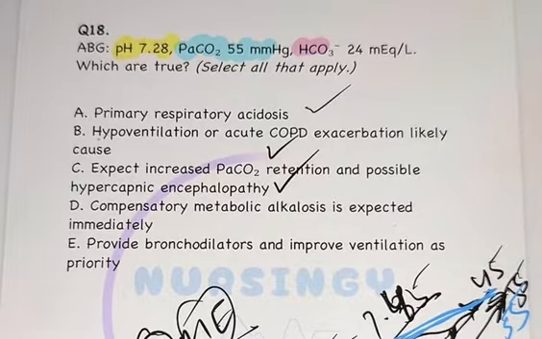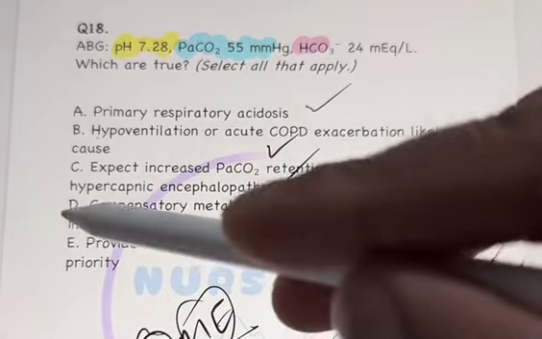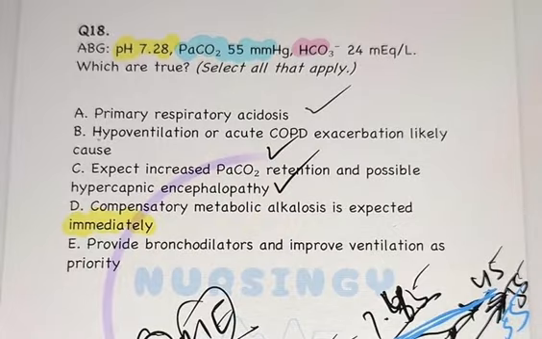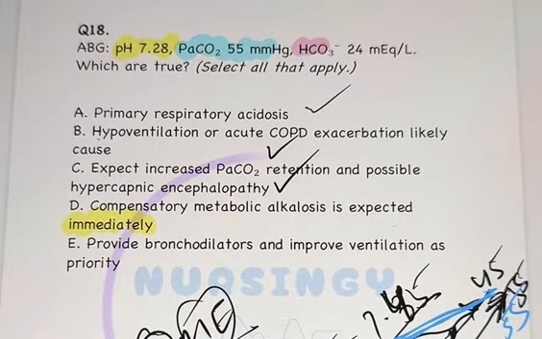What about D, guys? Compensatory metabolic alkalosis is expected immediately. The keyword here is immediately. Can the body compensate immediately? No, the body needs some time. If it is metabolic, the kidney takes hours to days to compensate by retaining the bicarbonate, so it's not going to happen immediately.